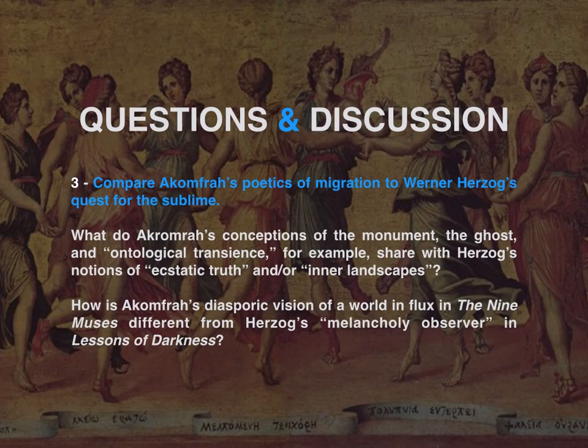Third, compare Akomfrah's poetics of migration to Werner Herzog's quest for the sublime, as we understood it last week. What do Akomfrah's conceptions of the monument, the ghost, and what he calls ontological transience, for example, share with Herzog's notions of ecstatic truth or inner landscapes? How is Akomfrah's diasporic vision of a world in flux in The Nine Muses different from Herzog's melancholy observer in a film like Lessons of Darkness? I look forward to hearing your thoughts perhaps on this question in particular.